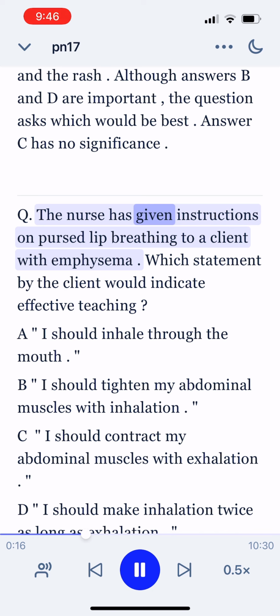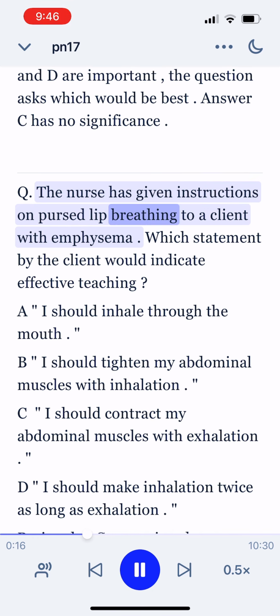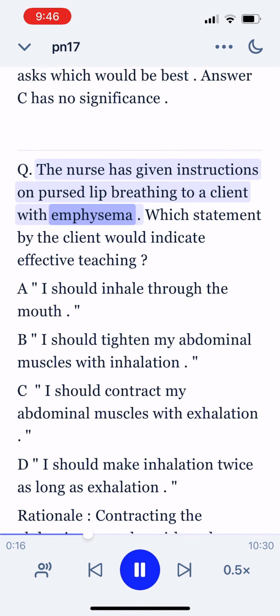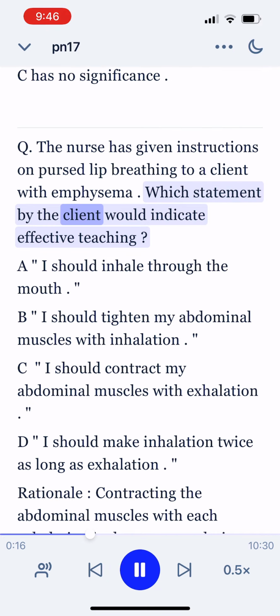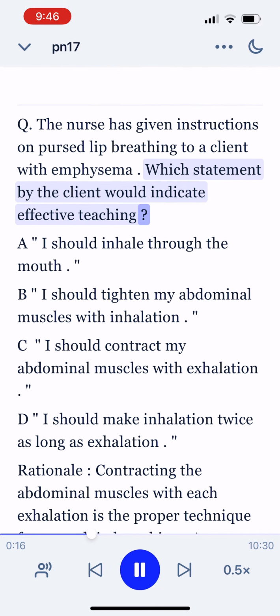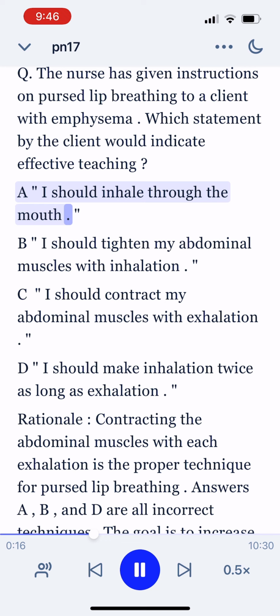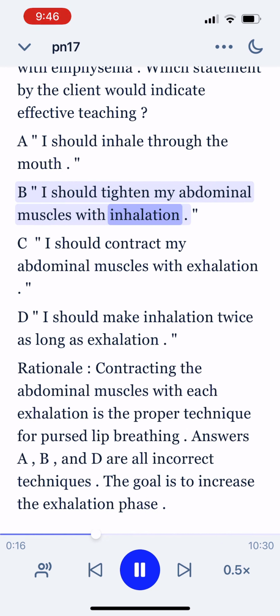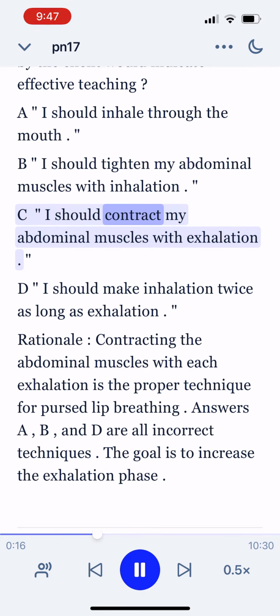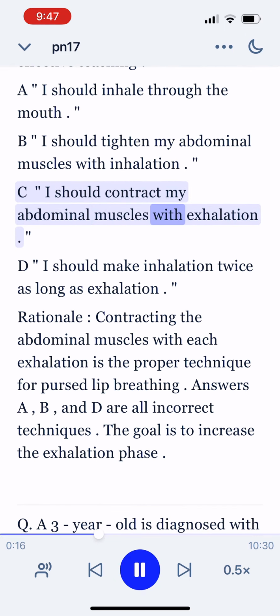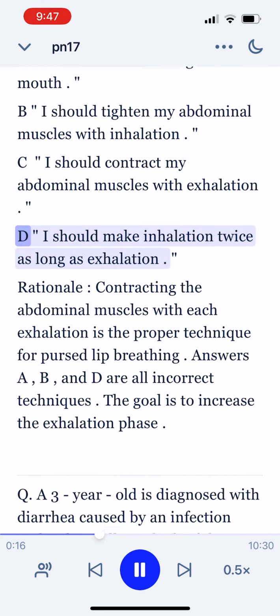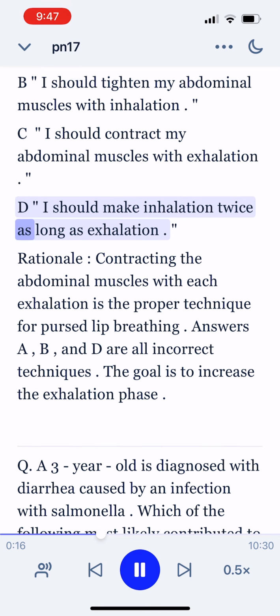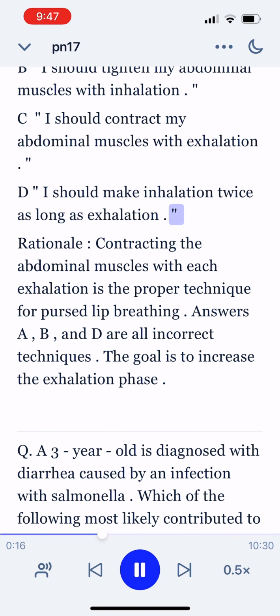Q. The nurse has given instructions on pursed lip breathing to a client with emphysema. Which statement by the client would indicate effective teaching? A. I should inhale through the mouth. B. I should tighten my abdominal muscles with inhalation. C. I should contract my abdominal muscles with exhalation. D. I should make inhalation twice as long as exhalation.